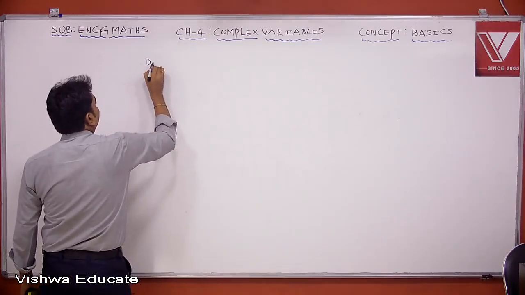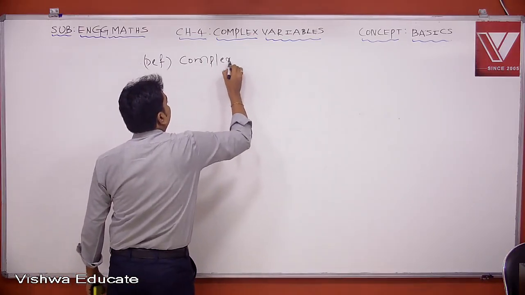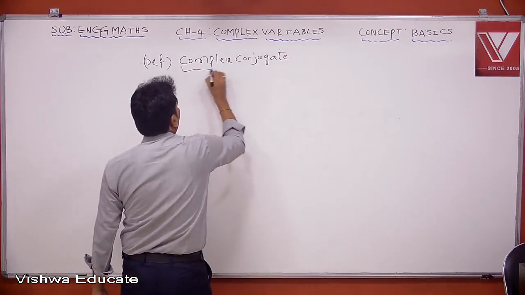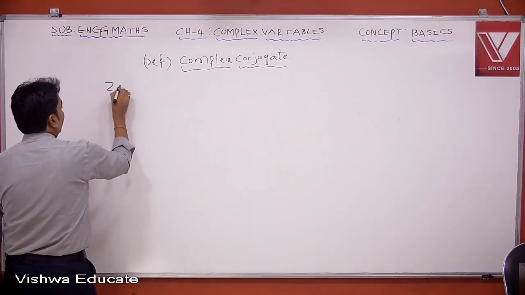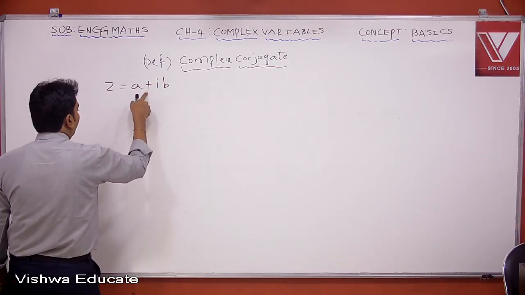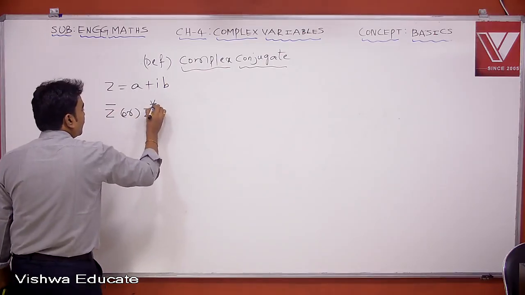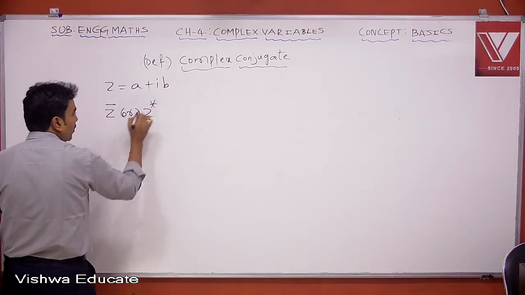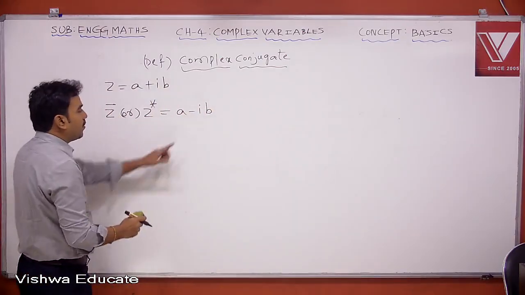Next, second definition, complex conjugate. Suppose I have a complex number Z equal to A plus IB. Now its complex conjugate is denoted by either Z bar or Z star. So this is the symbol to find the complex conjugate of Z, and this is again a complex number which is equivalent to A minus IB.